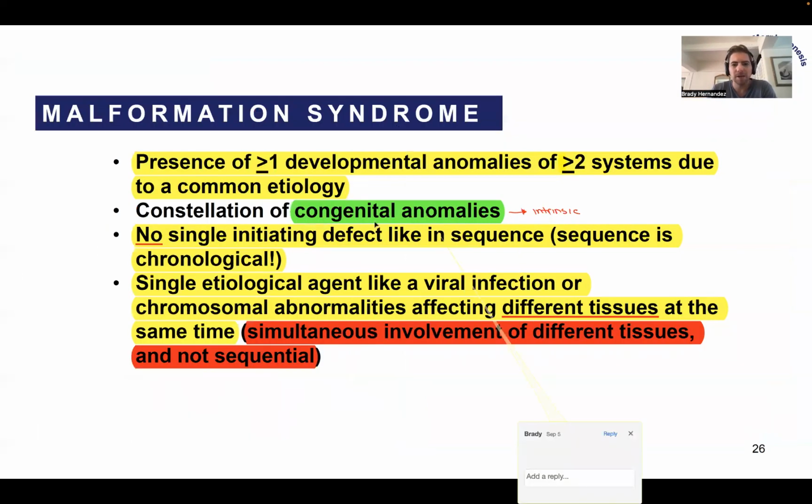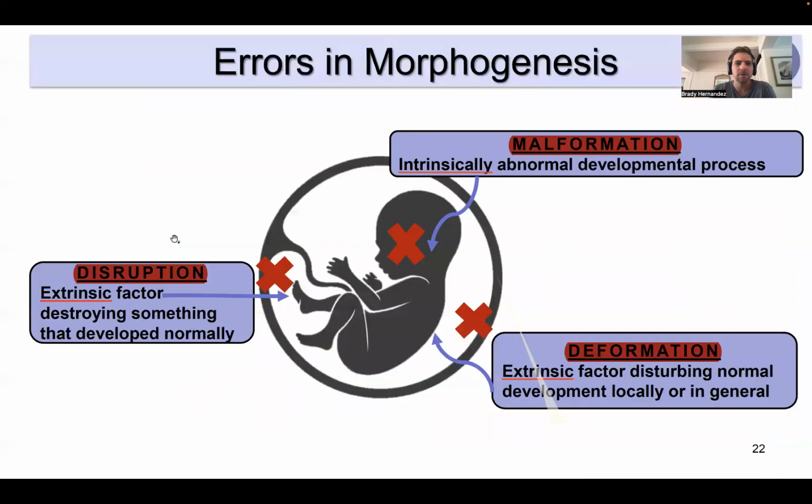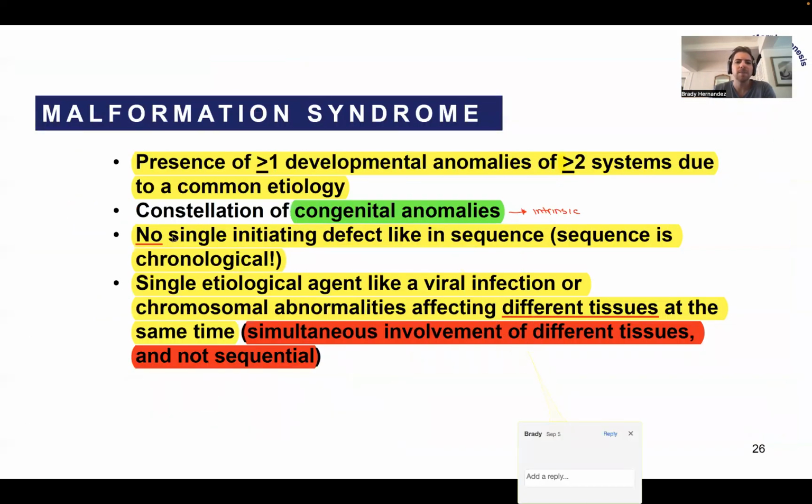Okay, and then malformation syndrome. So there's no single problem that initiated it. It just seems chronological. I don't know what they're getting at there. It's the presence of one or more developmental abnormalities and symptoms. So it's not necessarily a sequence. It's just something that goes together. Maybe they're close together on a chromosome or something. It's simultaneous involvement of different tissues. It's not necessarily a sequence.